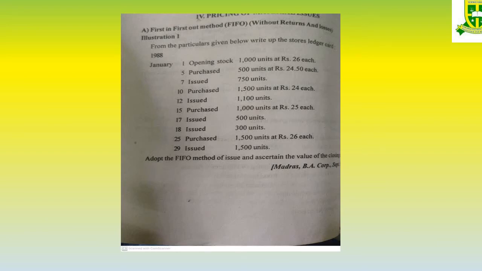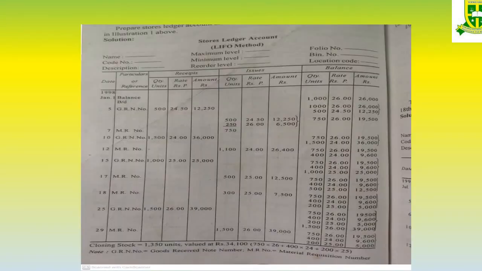So the question is from the particular given store ledger card at 1980. There will be both issues and purchases. When you are purchasing a material from a supplier, you have to mention it as goods receiving note. When you are sending material to the manufacturing process within the company, you have to mention it as MRN number, material requisition number. These are the two transactions which we'll use in the LIFO method. We are going to see it without any returns and losses. So a store ledger, which is LIFO method.